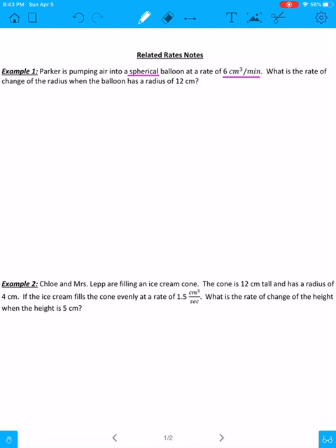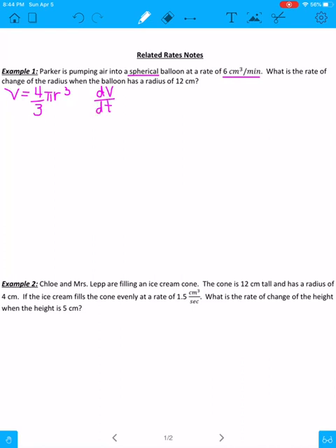So the formula we're going to use is volume of a sphere, which is V equals 4 over 3 pi r cubed. Okay? And we're going to write down what we have. Well, we know we have the derivative of the volume because it's volume with respect to time. So we're going to write it as dV over dt.